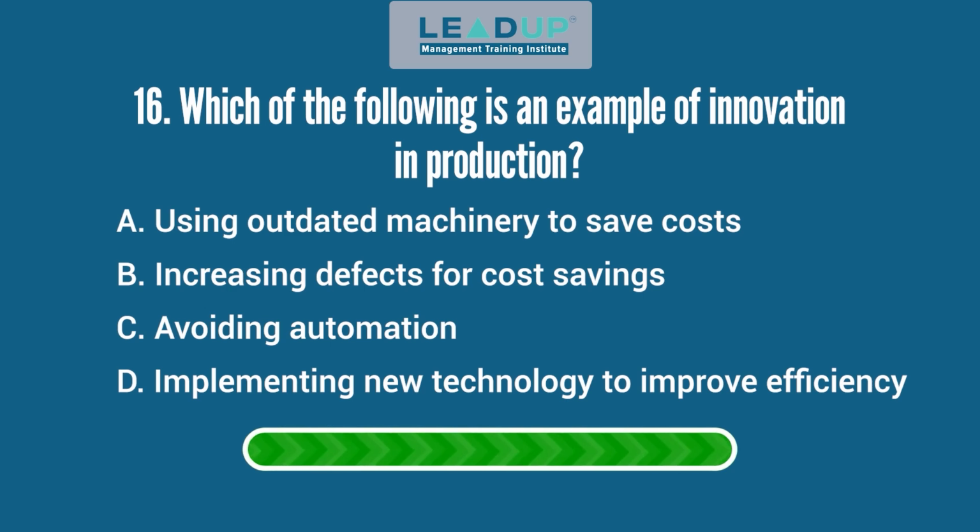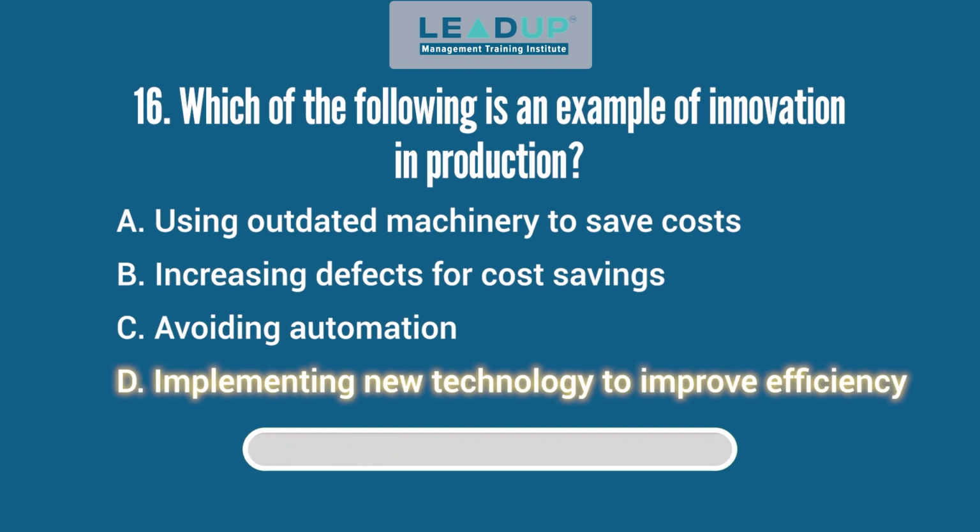Question 16. Which of the following is an example of innovation in production? A. Using outdated machinery to save costs. B. Increasing defects for cost savings. C. Avoiding automation. And D. Implementing new technology to improve efficiency. The answer is implementing new technology to improve efficiency.